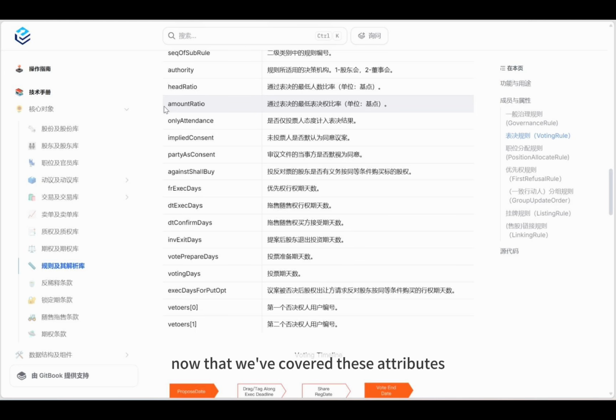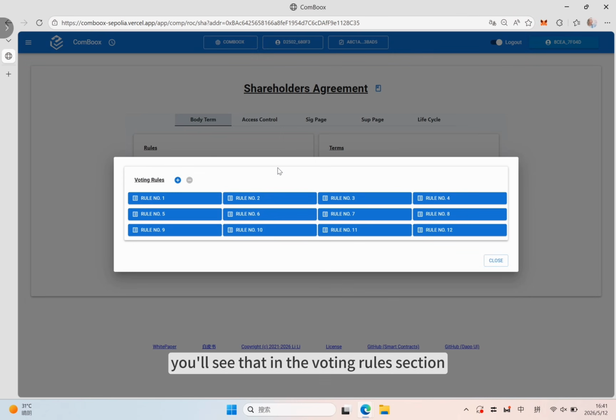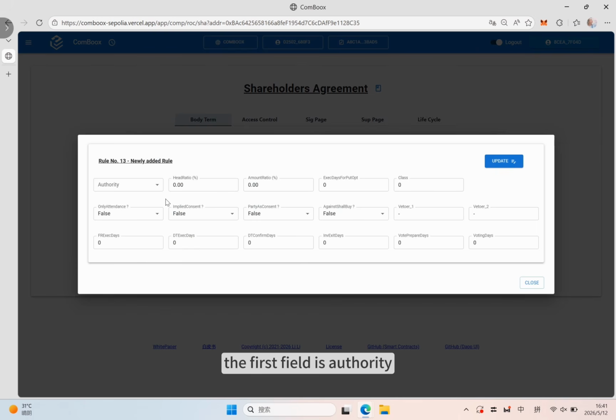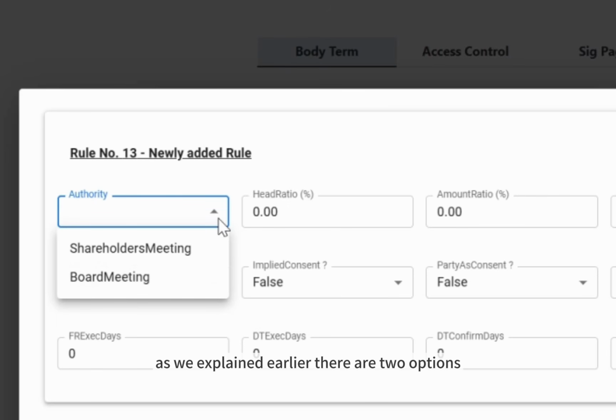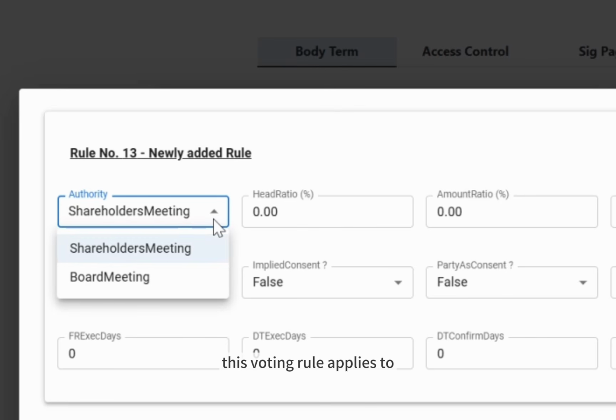Now that we've covered these attributes, let's switch over to the system and see how to set up voting rules in practice. Once you open the system, you'll see that in the voting rules section, 12 rules have already been set by default. Of course, you can also click the plus button to add new voting rules on your own. Let's click one open and take a look at what attribute fields are available for you to freely create and configure. The first field is authority. As we explained earlier, there are 2 options: the general meeting of shareholders or the board of directors. This simply tells you which decision-making body this voting rule applies to.